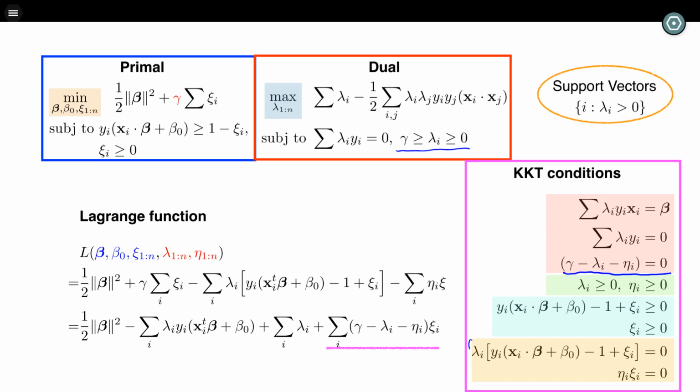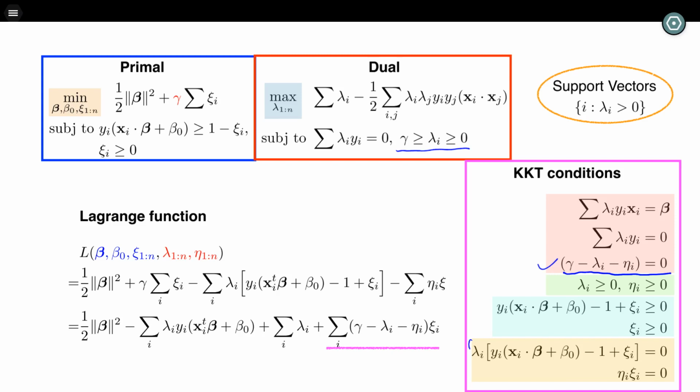So you're going to find out, well, first let me explain why the lambda i's have to be upper bounded by gamma, based on this condition. Because this is equal to 0, and your lambda i's and eta i's are all positive, you just rearrange it, and you realize your lambda i is equal to gamma minus eta i. Eta i's are positive, so your lambda i must be upper bounded by gamma. So that's for the condition here.